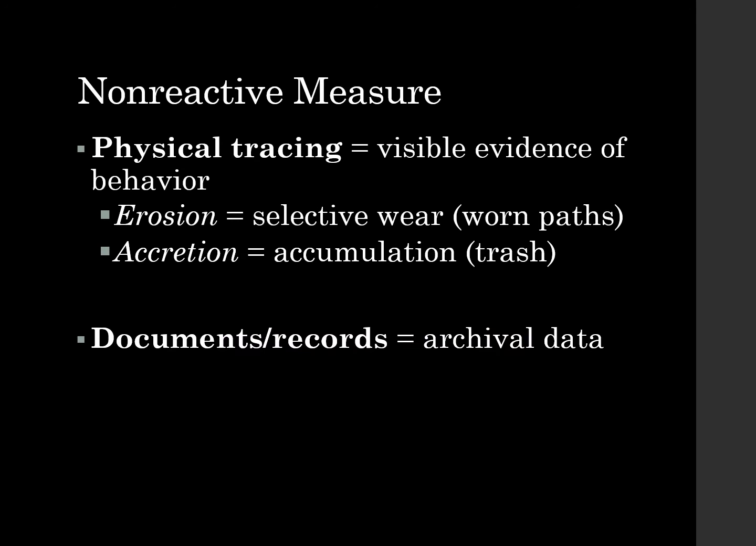Non-reactive measures include physical tracing and documents. Physical tracing is visible evidence of a behavior. So if we look at erosion, which is selective wear, or accretion, which is accumulation, we can look at what's taken away or what's added to a situation or an observation. With documents and records, this is basically data that's already available through archives and other materials.